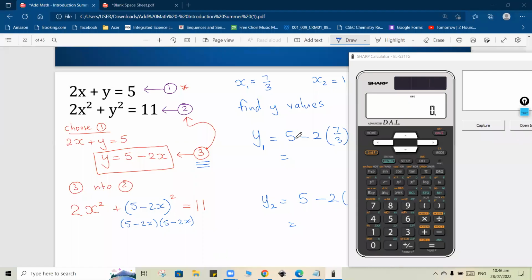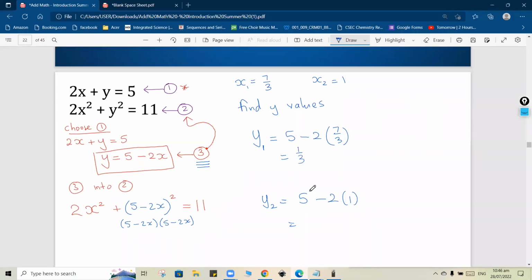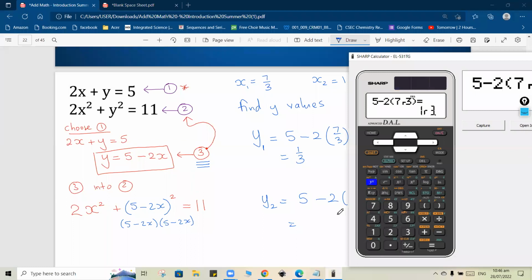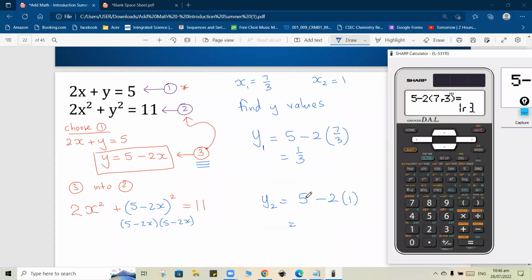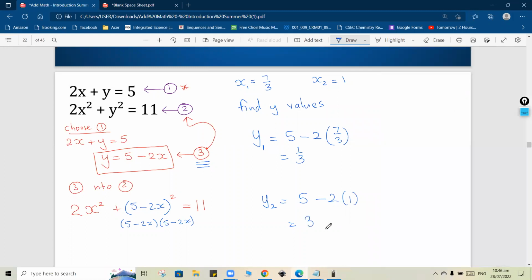To calculate the value of y, I could use the fractions button. 5 minus 2, open brackets, 7, and you use the ABC. You'll see the letter R up here, that means divided by 3. Close the brackets. And I get y1 to be 1/3. The other one, I don't need my calculator for that. 2 by 1 is 2. 5 minus 2 is 3.